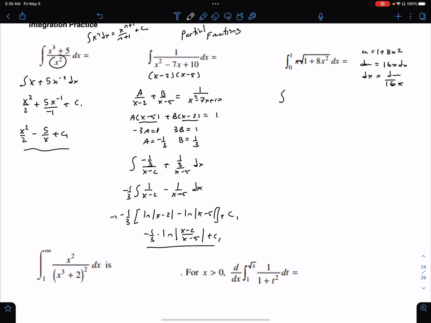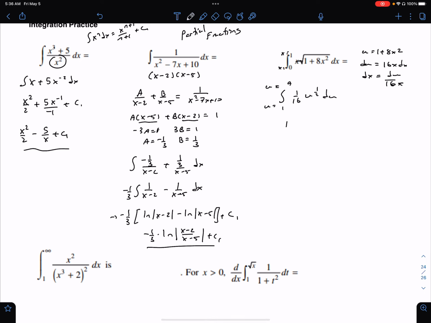And I'm going to go ahead and change the domain. When x is 0, u is going to be, plug it in here, 1. When x is 1, plug in here. We're going to get 1 plus 8 times 1, which is just 9. So u is 9. And that's going to become 1/16 u to the 1/2 du. Now I changed my domain. You didn't have to, but that's okay, that's all right too.